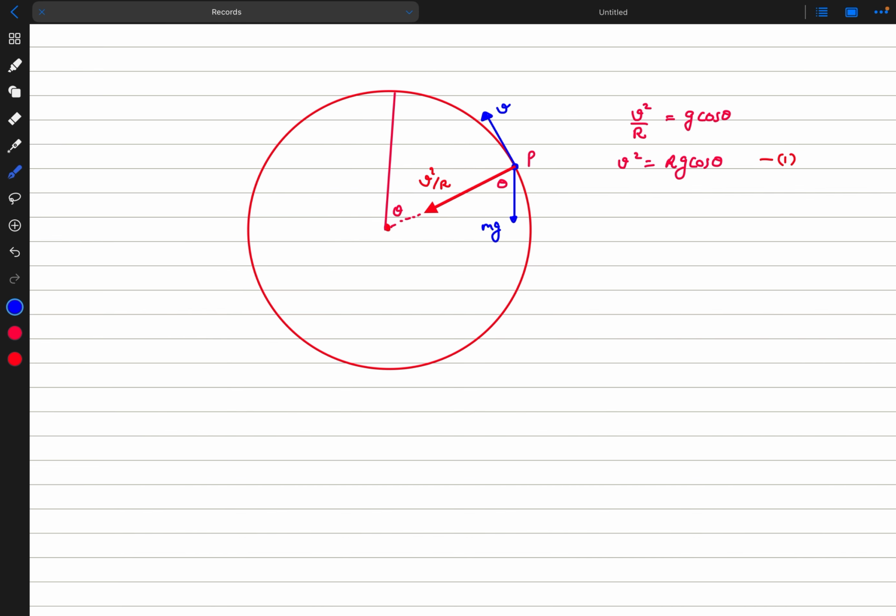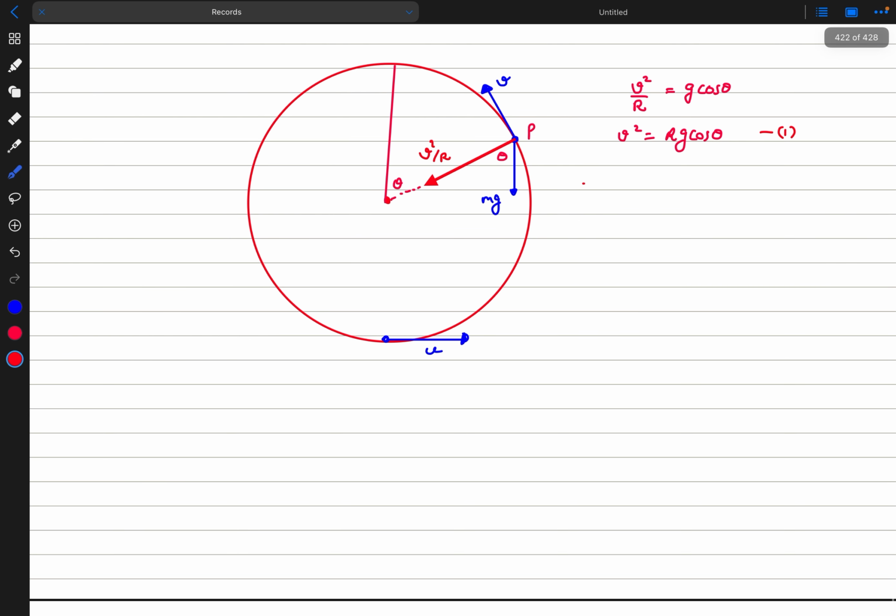Now we can relate v and u pretty easily using one energy expression. Just find out the height difference between these 2 points. That would be r cos theta, and add r to it. So r(1 + cos theta). So we can say u square is going to be v square plus 2gh, and h is r(1 + cos theta). And v square itself is rg cos theta. So this would be rg(2 + 3 cos theta). Okay, so this is how u square is related to theta.